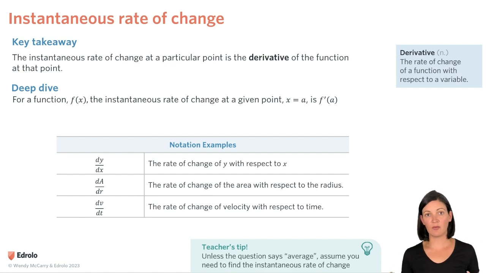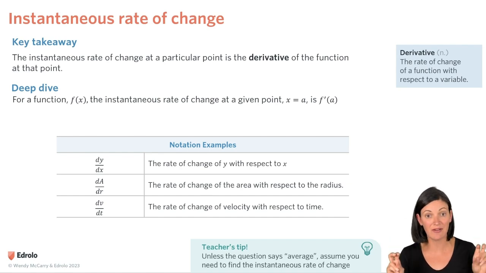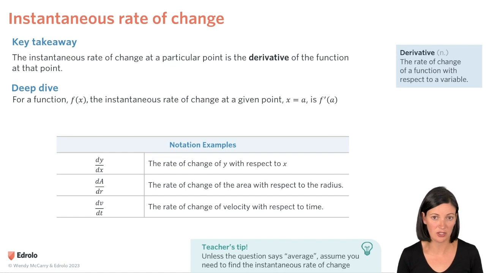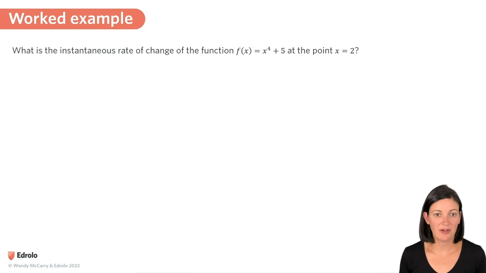When we're looking at rates of change questions, unless the question specifically asks you to calculate the average, you can assume that you need to find the instantaneous rate of change. So if we want to find the instantaneous rate of change of this function f of x at the point x equals 2, all we're doing is finding the derivative at x equals 2.